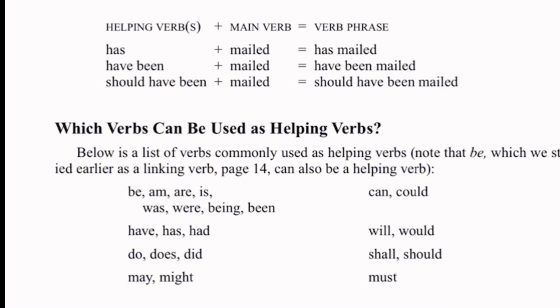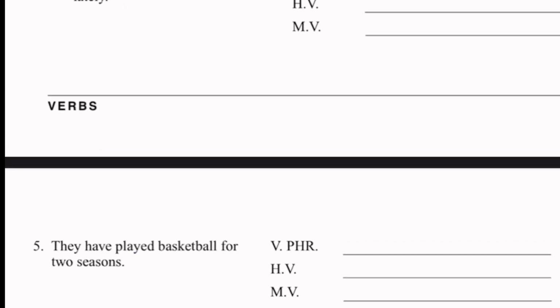Which verbs can be used as helping verbs? Below is the list of helping verbs. We have be, am, is, was, been. In another video, like I said, I'm going to explain helping verbs. The auxiliary verbs, we have primary auxiliary verbs. Those are the ones at the left side: be, am, is, was, do, does, might. And then we have modal auxiliary verbs: can, could, will, would, should, shall.